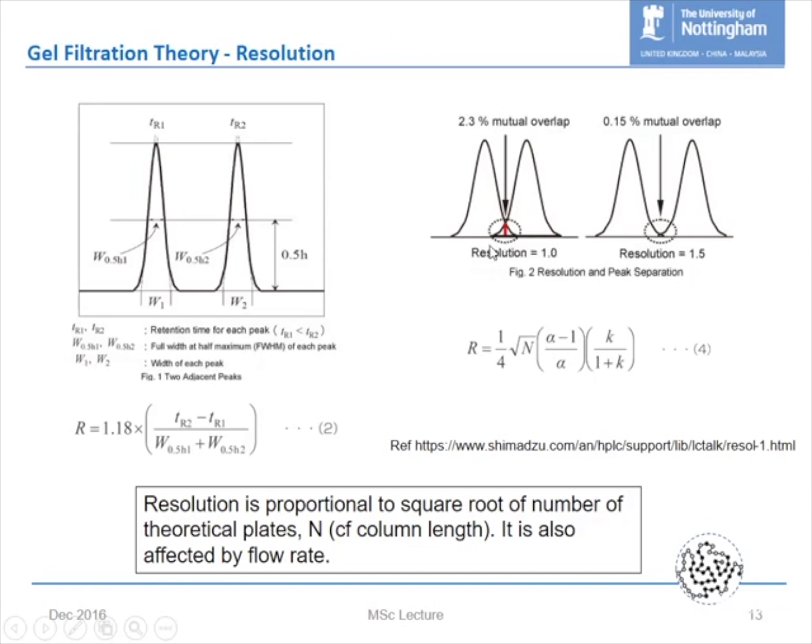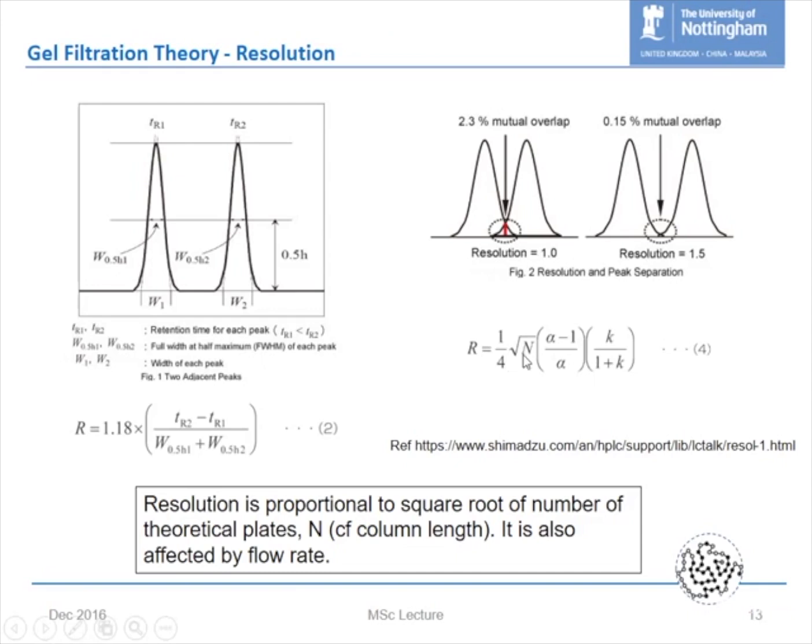In this scenario, we have more overlap. They are less resolved, and the resolution is lower. It's 1 in this instance. But what I wanted to do in this schematic, for completeness, is introduce this equation, which talks about resolution, R, in terms of N, the number of theoretical plates. We introduced the number of theoretical plates earlier. The more theoretical plates you've got, the more potential you've got for resolution and separation. That's a good thing to have in your system.